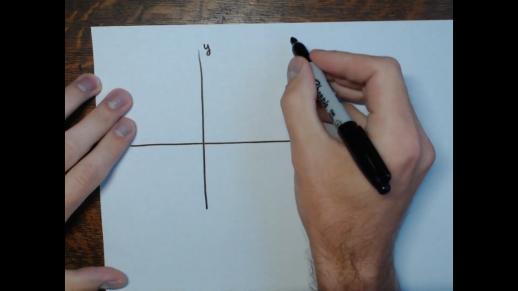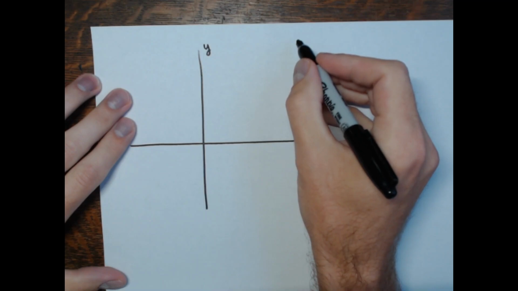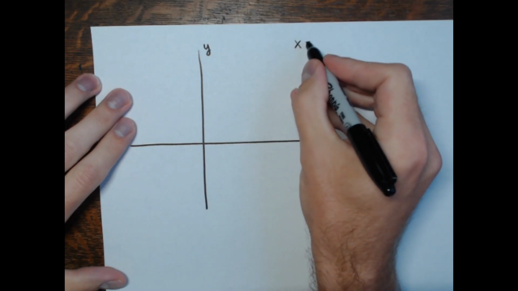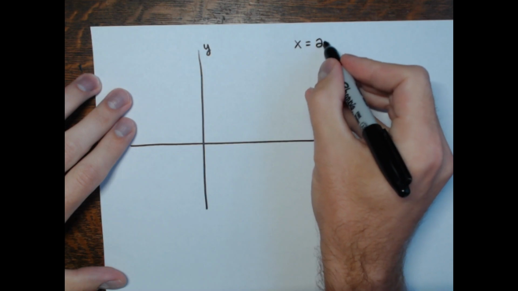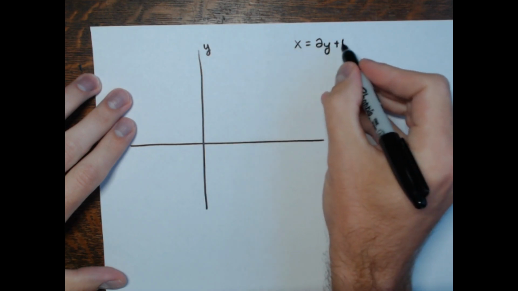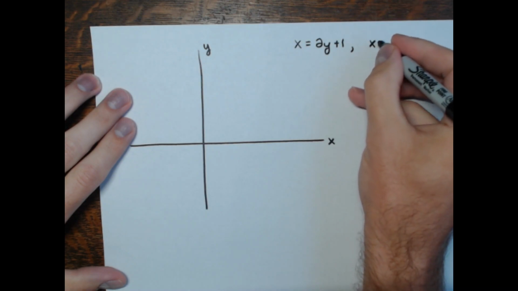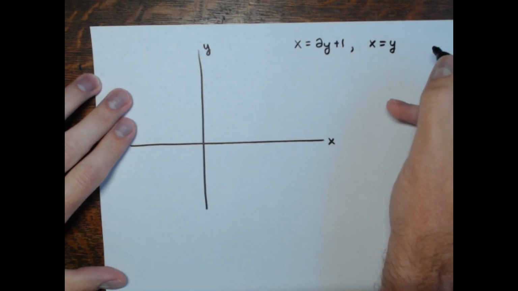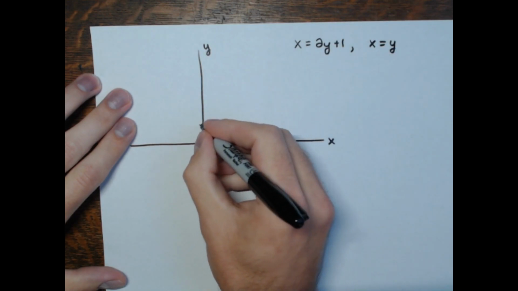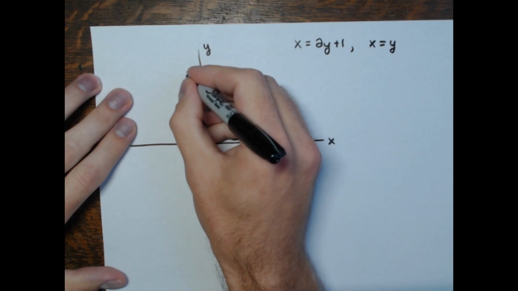So the one curve we're given is u of y. We're given functions of y. So x equals 2y plus 1. U of y equals 2y plus 1. Then the other function is v of y equals y. So x equals y. And we're between y equals 1, they say, and y equals 3.